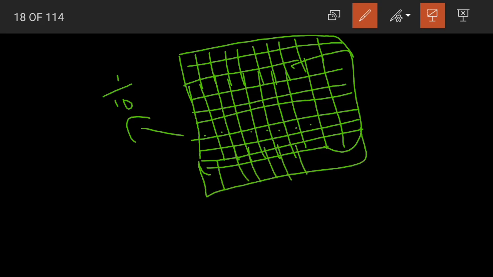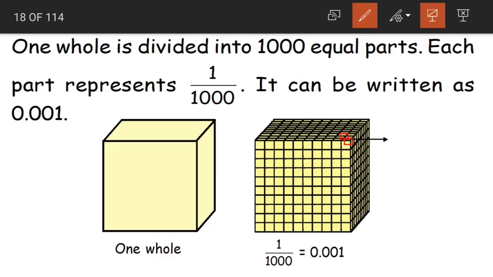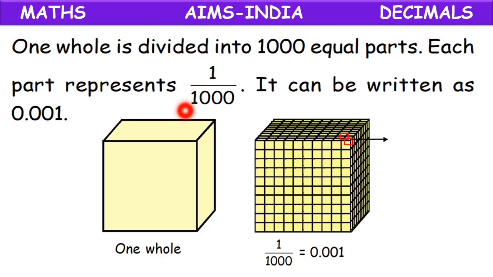Yes, see, now we are having 100 equal squares, out of which if we shade one square, it will represent the fraction 1 by 100. 100, the denominator, is the total number of squares. 1, the numerator, is the total number of shaded squares. Clear, children? Now how do we represent 1 by 1000?